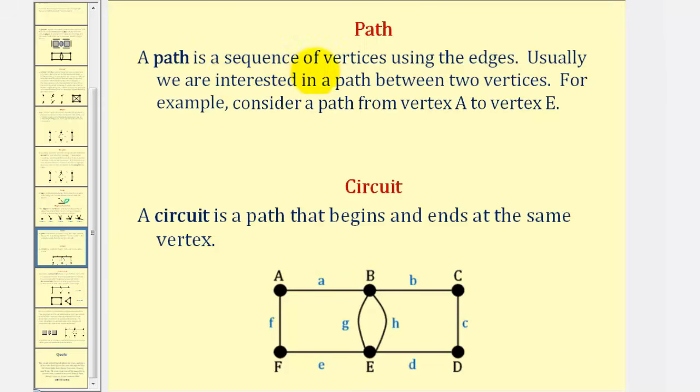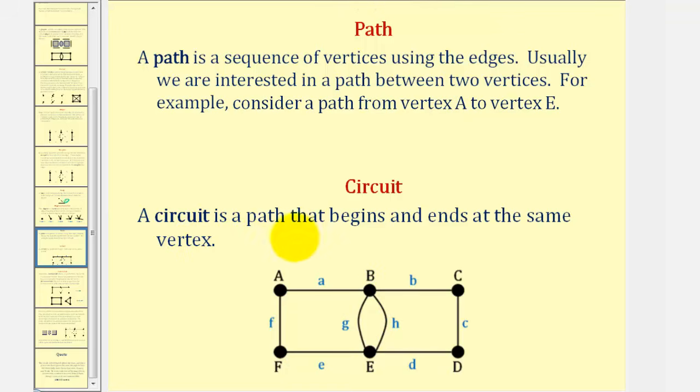A path is a sequence of vertices using edges. Usually we are interested in a path between two vertices. For example, a path from vertex A to vertex E. So one possible path from vertex A to vertex E might look something like this. But of course there are several other paths from vertex A to vertex E. For example, this would be another path from vertex A to vertex E. And of course there are others.